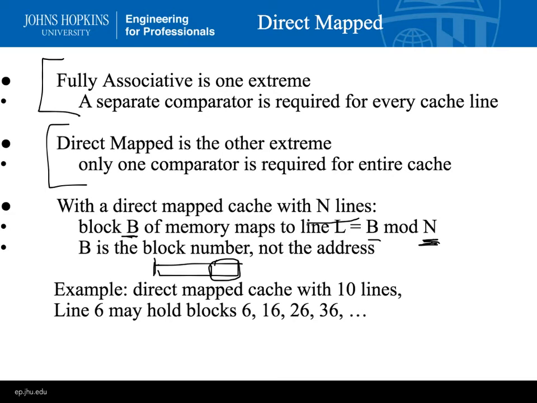So if you had 10 lines, line 6 can hold anything that has a remainder of 6 when you divide it by 10. So if we're looking for address 6, it'll be in line 6. If we're looking for address 16, it'll be in line 6. 26, so anything where if you divide it by 10, the remainder is 6, that's going to be where it belongs. But let's go through a more specific example.